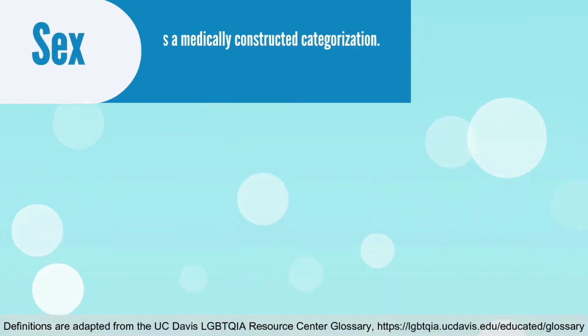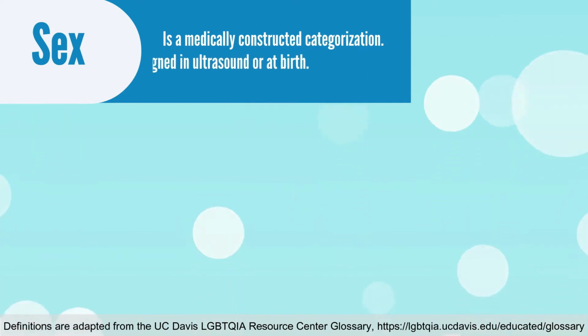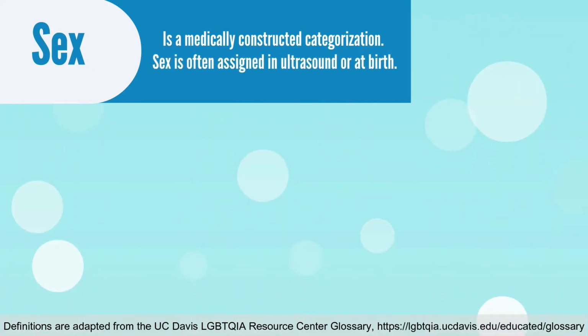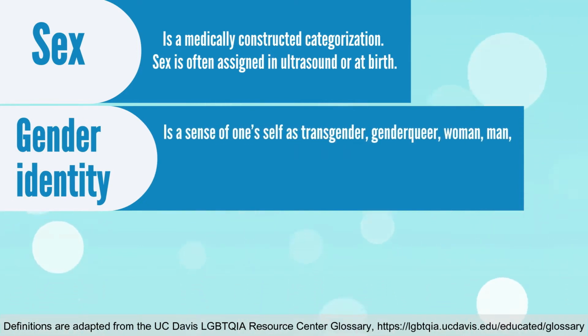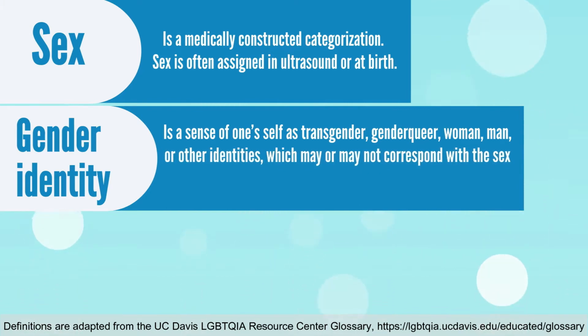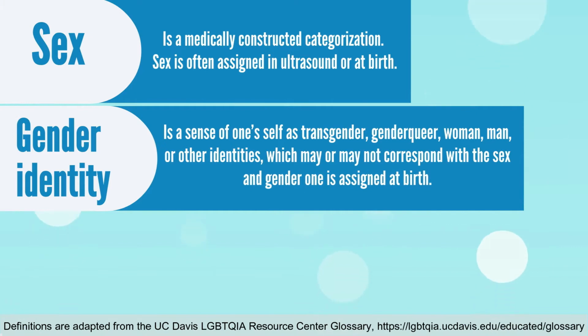Sex is a medically constructed categorization. Sex is often assigned in ultrasound or at birth. Gender identity is a sense of oneself as transgender, genderqueer, woman, man, or some other identity, which may or may not correspond with the sex and gender one is assigned at birth.